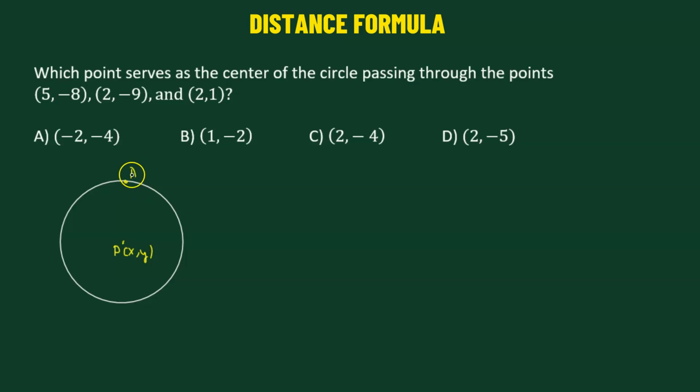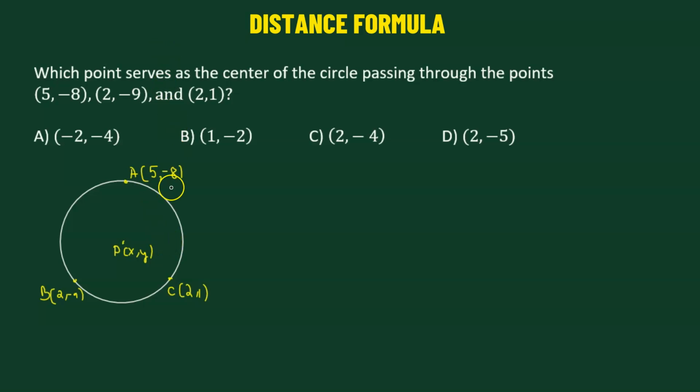Let's name the point as point A with coordinate 5, -8. Let the other point be B, which has the coordinate 2, -9. And then we have the third point C, which has the value 2, 1. Our goal will be to obtain the value of the center of this circle.